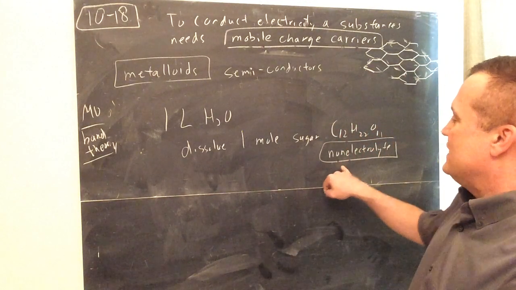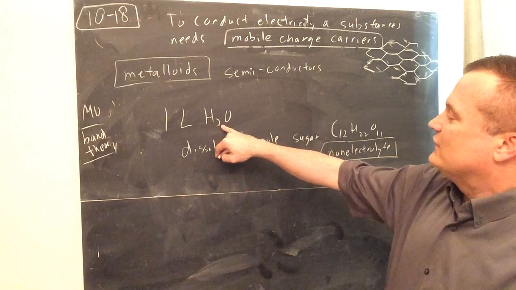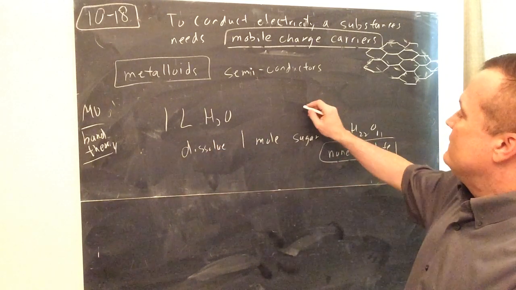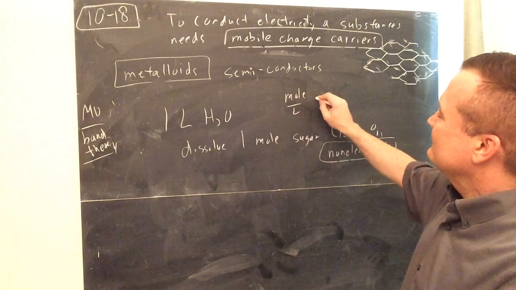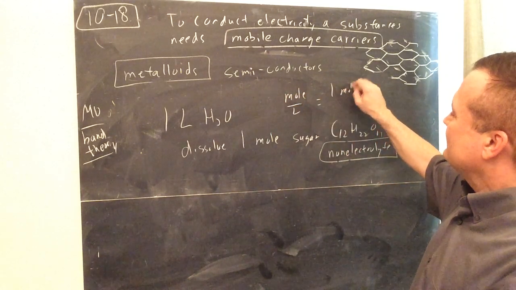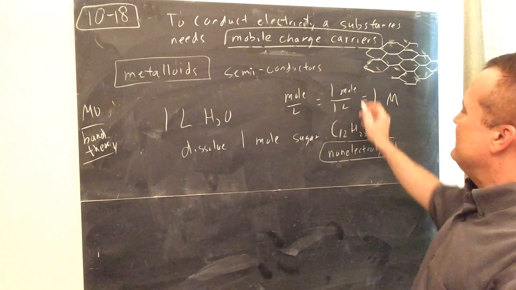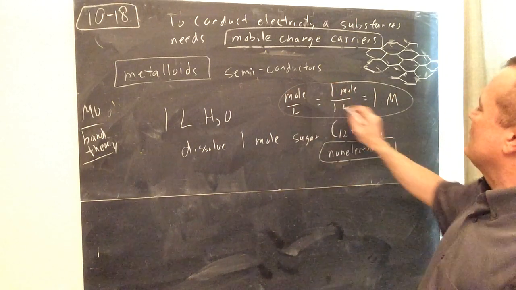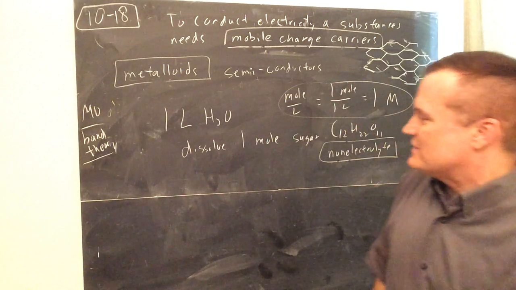That's a non-electrolyte. So if I put 1 mole of sugar in 1 liter of H2O, then the molarity would be, remember, molarity is moles per liter, 1 mole for 1 liter, so it will be 1 molar. All right, that 1 molar, the electrolyte. Oh, no, non-electrolyte. Sorry about that.